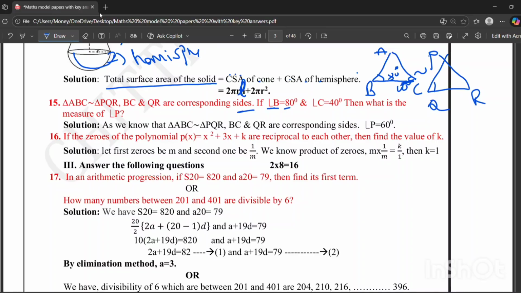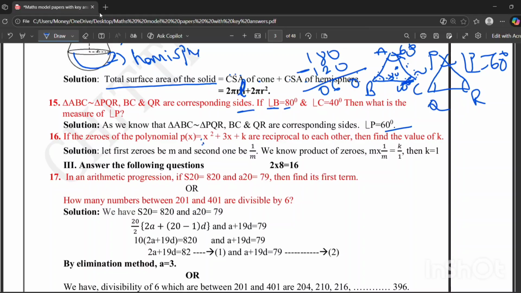So if they are similar, then angle B equals angle Q, angle C equals angle R, and angle A equals angle P. The sum of the interior angles of a triangle is 180. 180 minus (80 plus 40) is 120 subtracted, so 180 minus 120 is 60. So our angle A equals 60 degree. Therefore angle P is also equal to 60 degree.